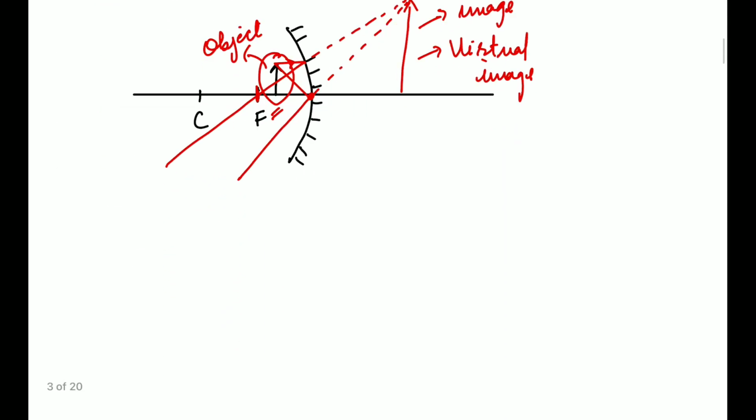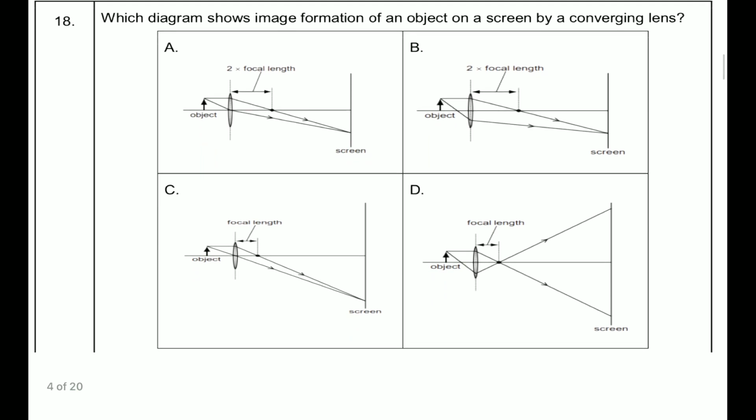Okay, so let's move to the next question. The next question is question number 18. Which diagram shows image formation of an object on the screen by a converging lens? Obviously, first thing, your convex lens is what we call a converging lens. So we have to find out which of these four images correctly shows the characteristic of a converging lens, right?